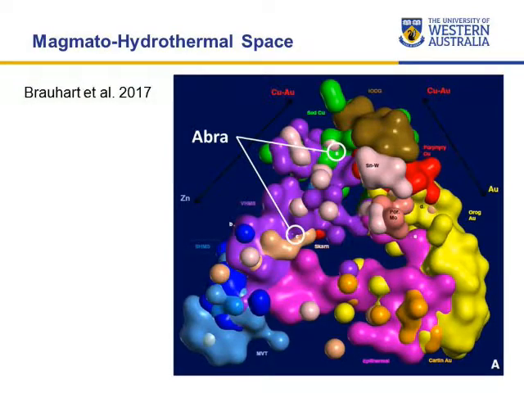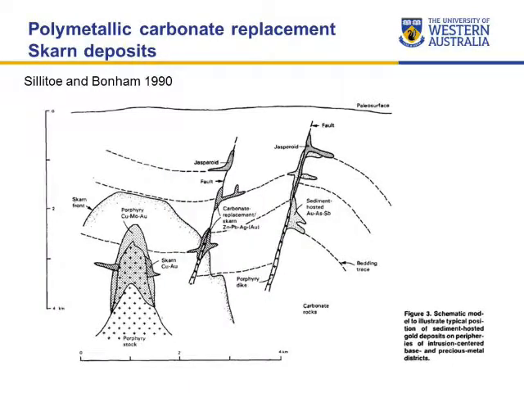Where am I getting at? There's been a recent study of Abra showing that its ore mineral chemistry links closer to sedimentary copper, skarn deposits, and VMS deposits than actual sediment-hosted massive sulfides.